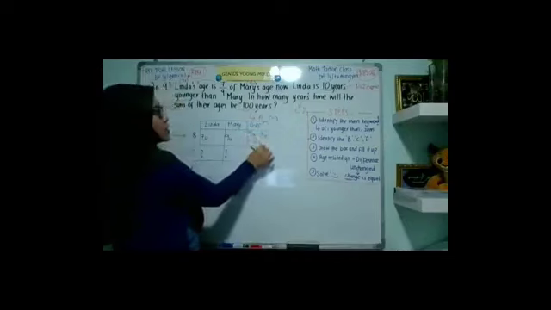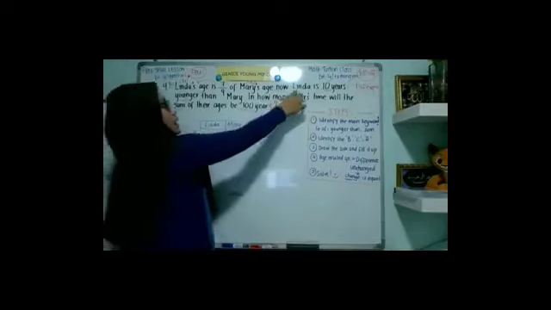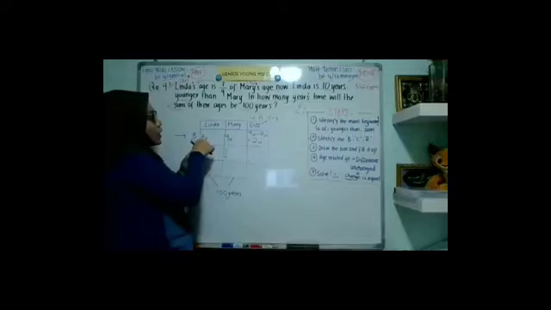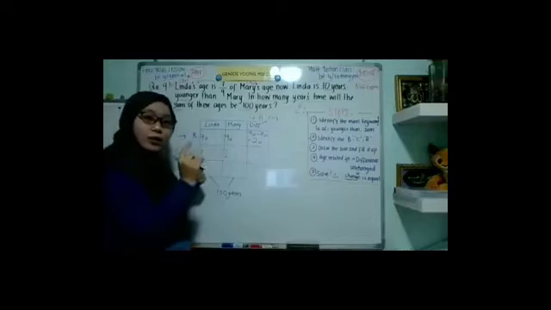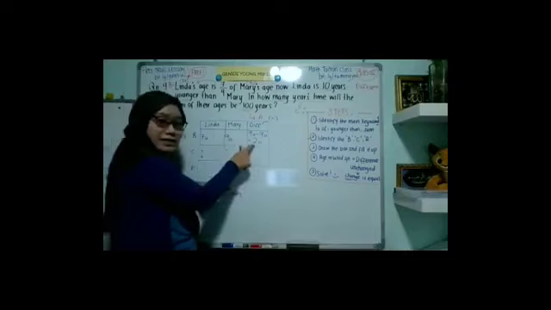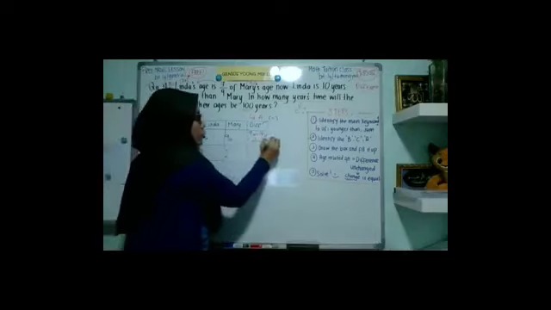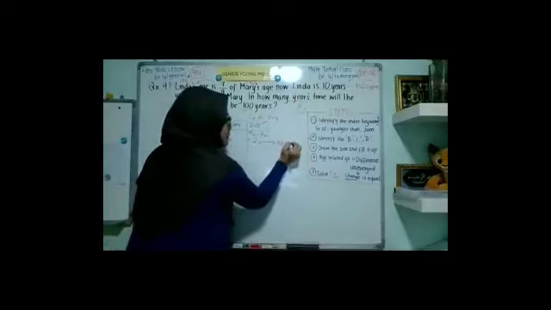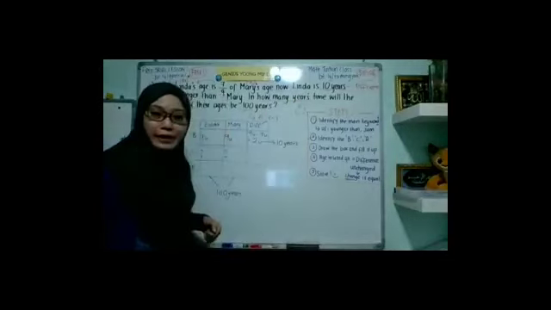After finding 2 units, I look back. Linda is 10 years younger than Mary. So I look back here: Linda 7 units, Mary 9 units. Yes, Linda is lesser than Mary. How many units lesser? 2 units. So 2 units is actually 10 years. We got one part already, right?